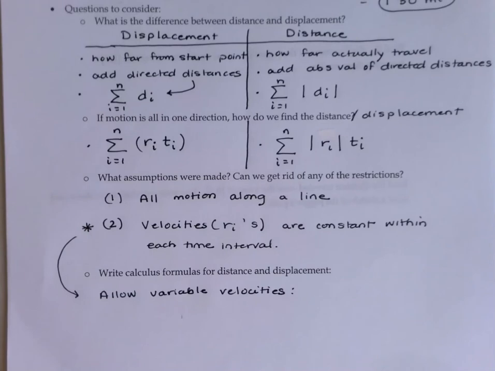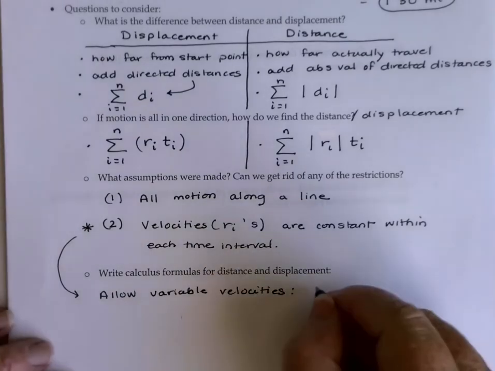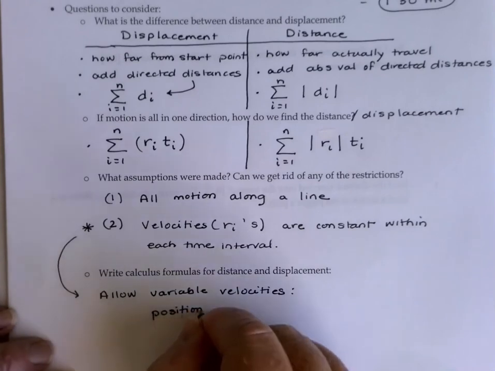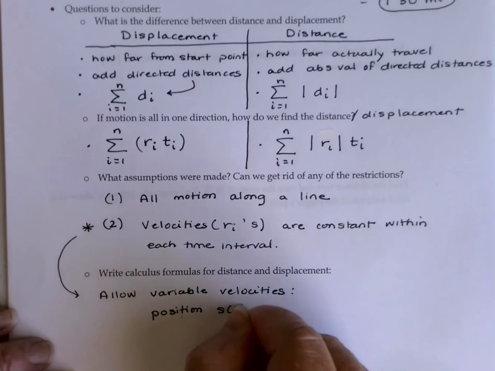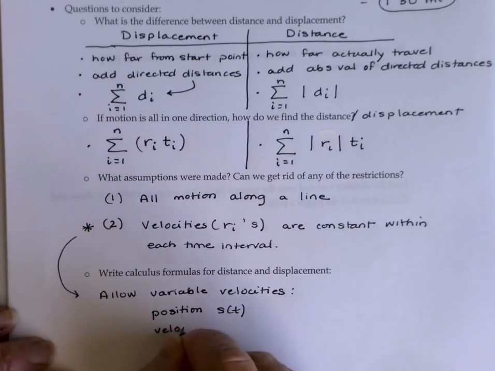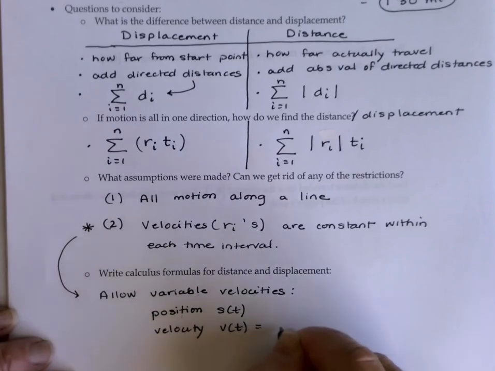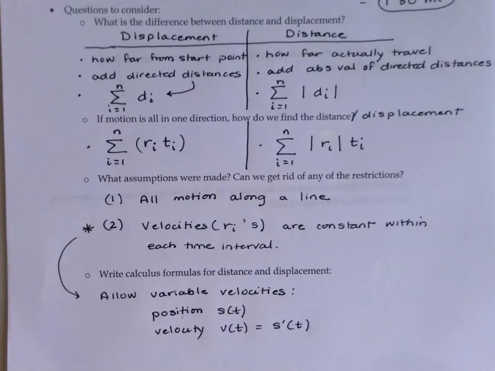what we can do then is say that if our position function is s of t, that's what we usually used, our velocity function, I'm going to call it v of t, is just the derivative of the position function, right? We learned that back in Calc 1. Now, as soon as we start allowing things to vary, we're into the calculus mode.